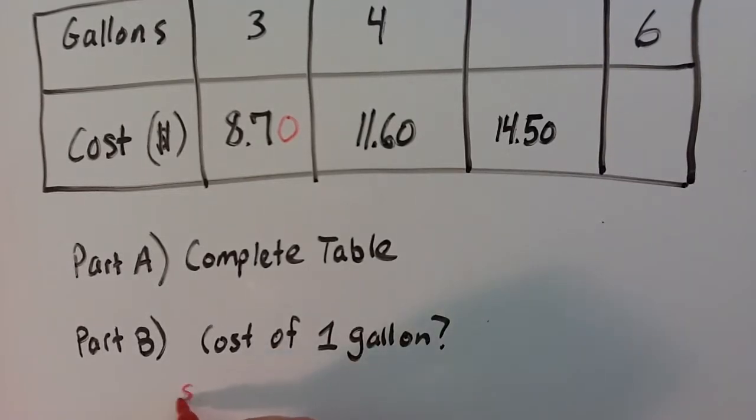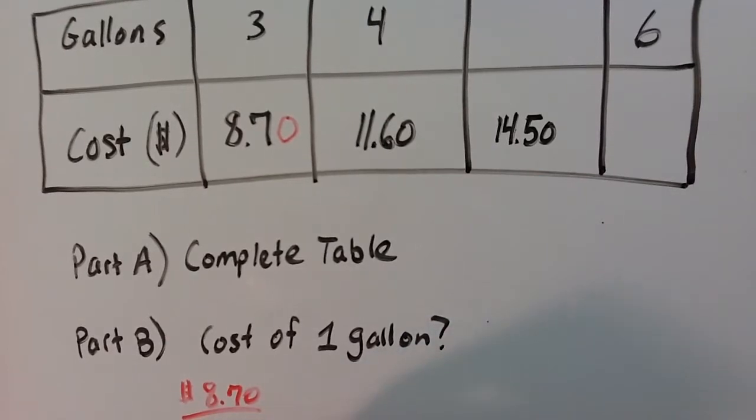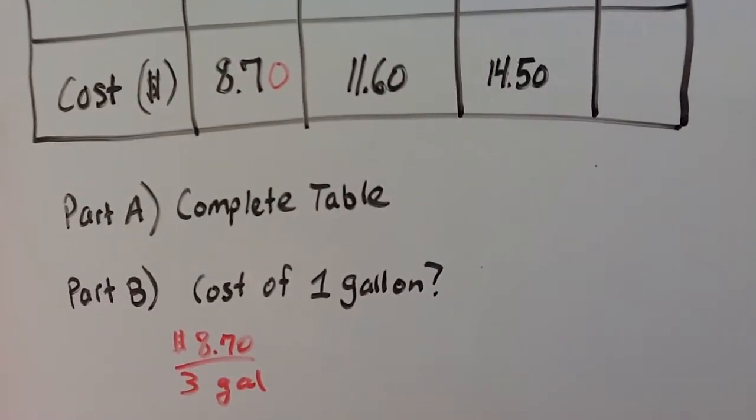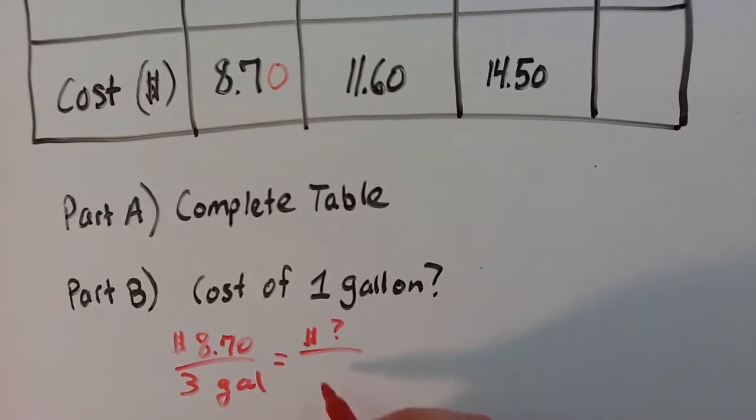So it costs $8.70 for 3 gallons. That's the rate. That's the rate given to me in the table. So let's figure out the cost. I'll put money on top. What is the cost? I'll put a question mark. What is the cost for 1 gallon?